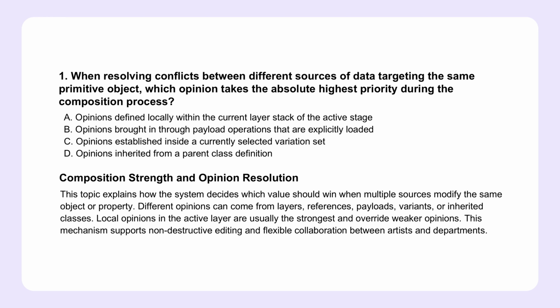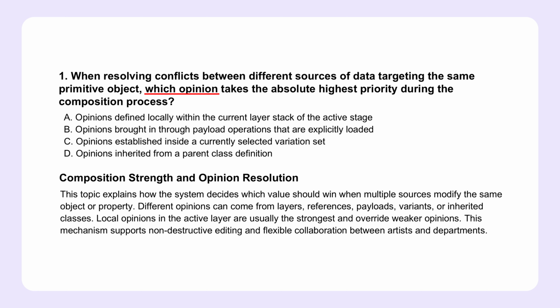Let's look at question 1, which focuses on composition strength. Oh, this is a good one to start with. Yeah, it's foundational. It says, when resolving conflicts between different sources of data targeting the same primitive object, which opinion takes the absolute highest priority during the composition process? Option A is opinions defined locally within the current layer stack of the active stage. Option B is opinions brought in through payload operations that are explicitly loaded. Option C is opinions established inside a currently selected variation set. Or option D, opinions inherited from a parent class definition.